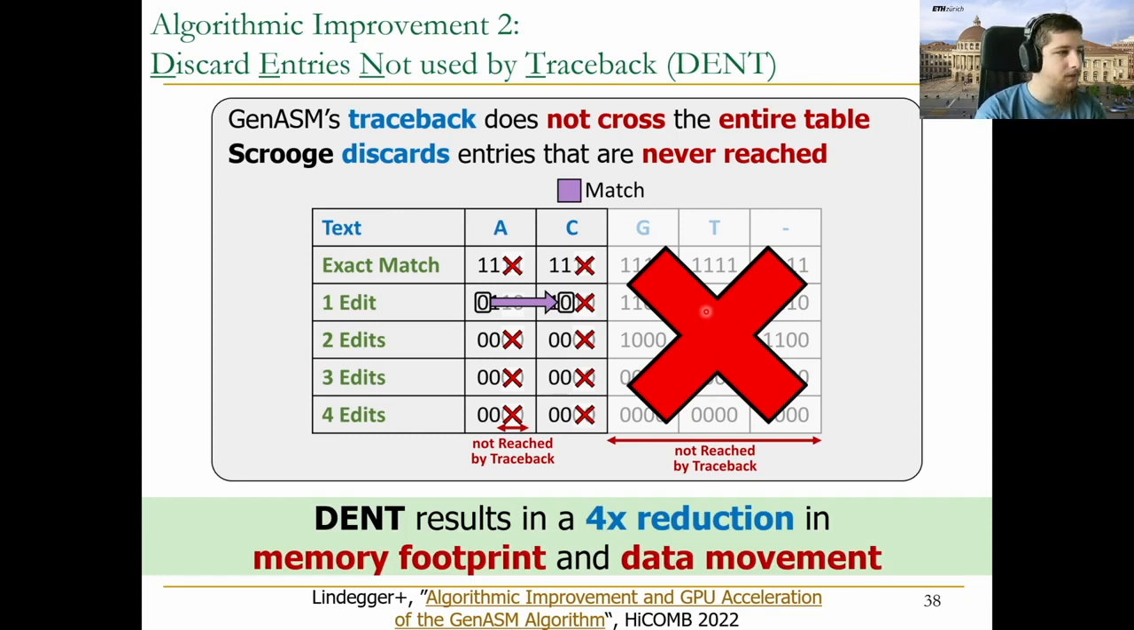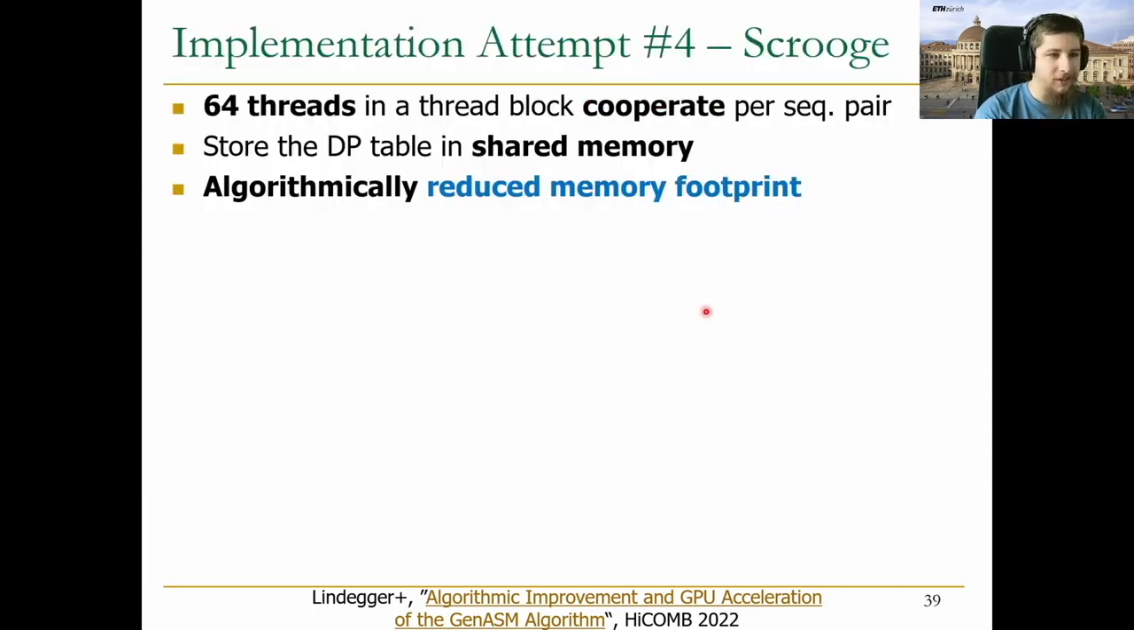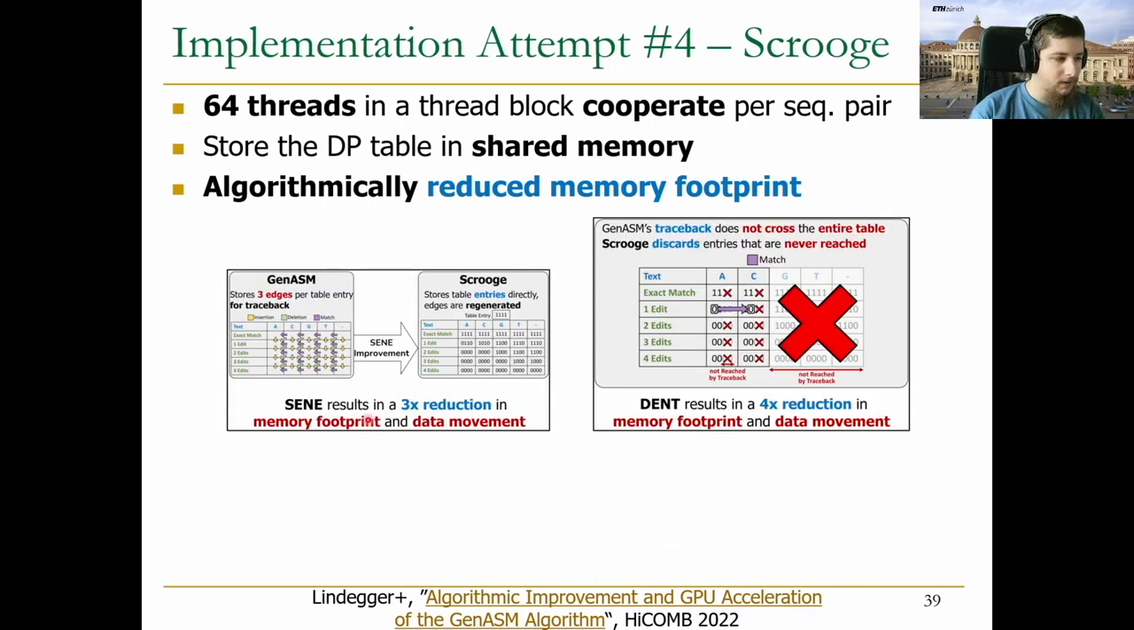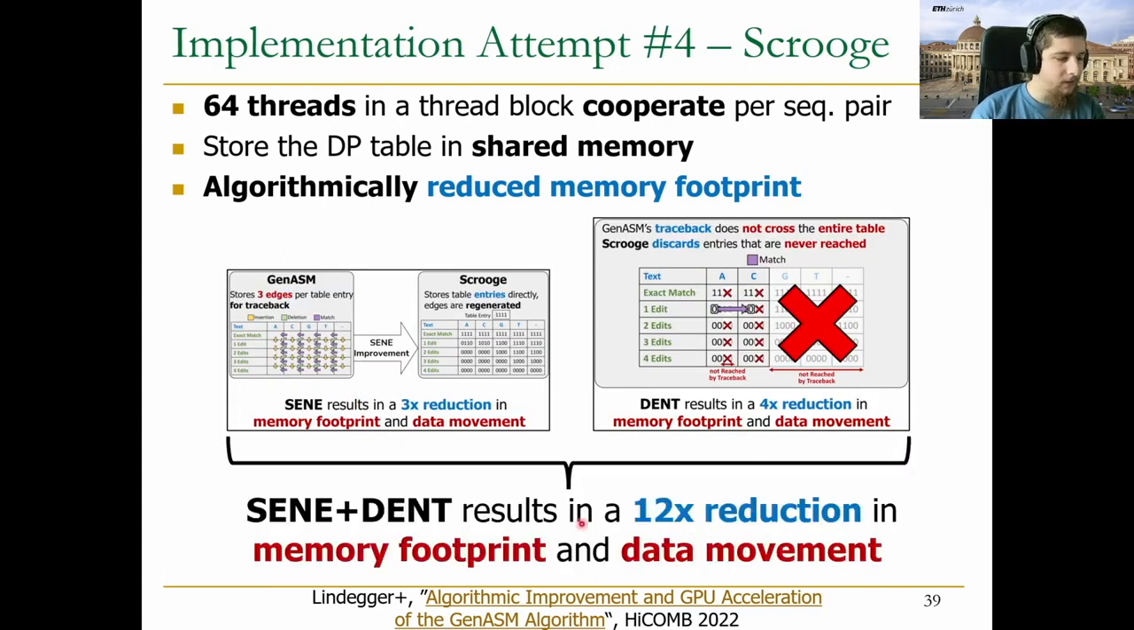So with these two improvements, Sene and Dent, we can get to our fourth implementation attempt, which I will call Scrooge. And we again have threads that cooperate in a thread block, use shared memory, and now we also algorithmically reduce the memory footprint. Right? We had these two improvements that improved by 3x and 4x respectively. And together actually they combine very well, and you get a 12x total reduction in memory footprint and data movement. So this is really nice.